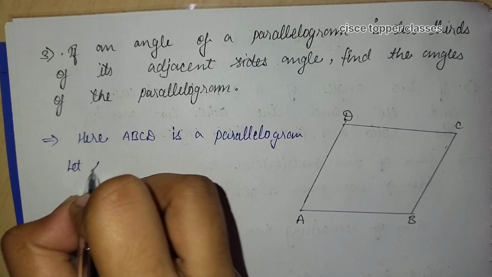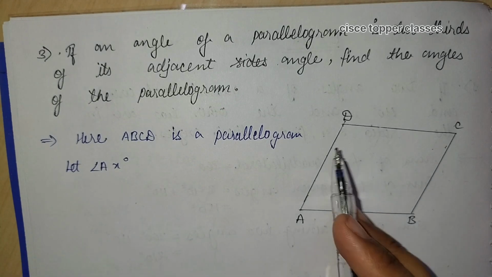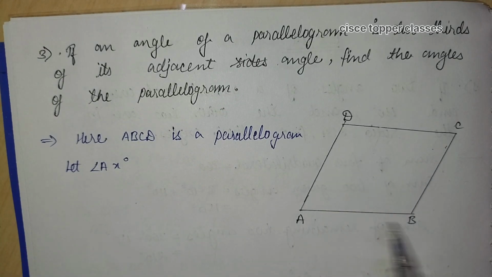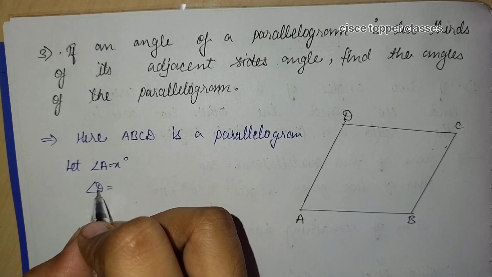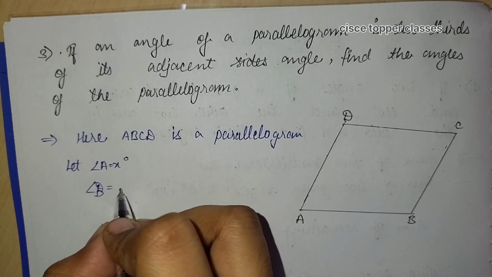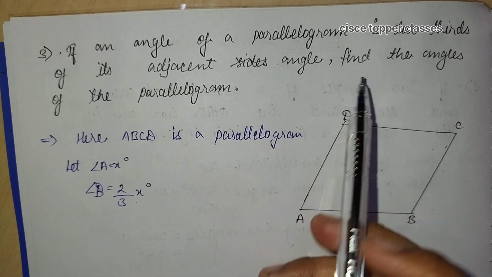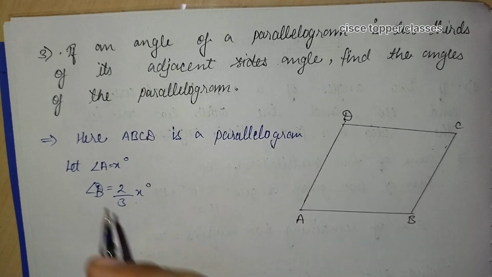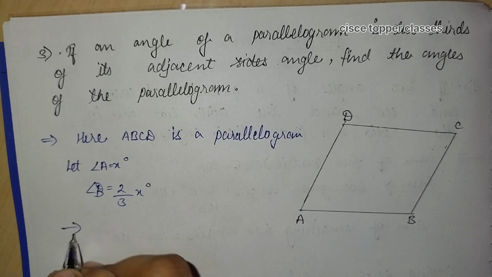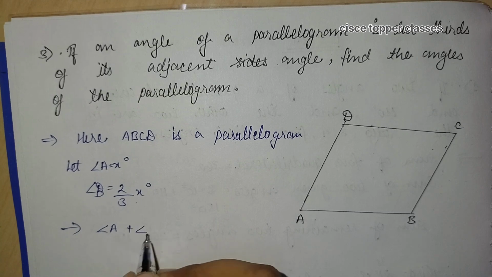Then we will let angle A be equal to x degree, and the adjacent angle here, means if it is B or D, we can write angle D, or angle B. We can write B also. So it will be 2 by 3 of x degree, the adjacent angle as it is given. If an angle of a parallelogram is 2/3 of its adjacent angle, find the angles of the parallelogram. So as we know, the sum of adjacent angles is 180 degrees.